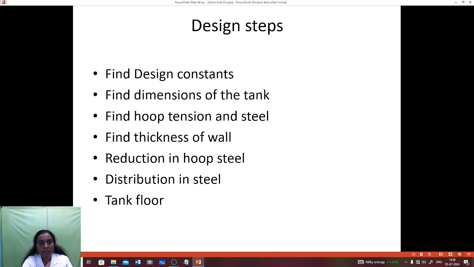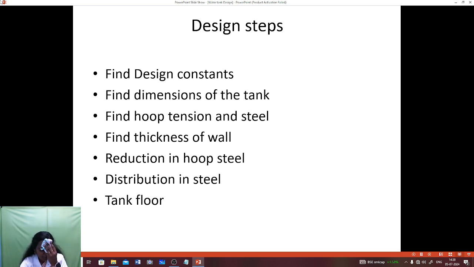Design steps. First, find the design constraints. Constraints mean height and depth. How to find the depth and diameter of the tank? Find the dimensions of the tank. Dimensions mean depth of the tank, thickness of the base slab, and diameter of the tank. The next one is the hoop tension of the tank. How to find the hoop tension? T is equal to W into H into D by 2. Here W is the density of the water, H is the depth of the water in meters, and D is the diameter of the tank. P is the water pressure on the wall.